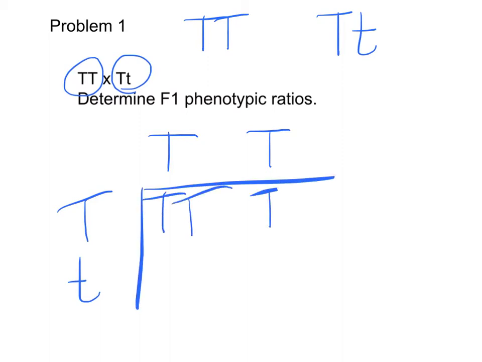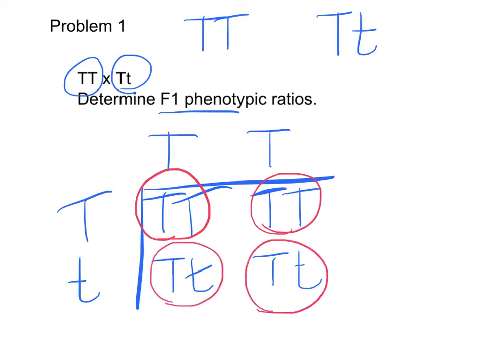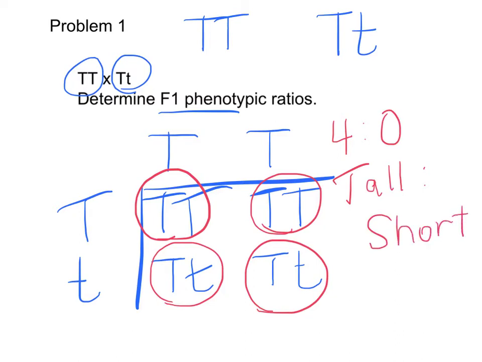We fill in our Punnett square with the appropriate alleles going down and across, and we end up with our F1 progeny. The question is asking what's the phenotype of the progeny. This individual, homozygous dominant, is going to be tall, and these individuals that are heterozygous are also going to be tall because they have one dominant allele. So the phenotypic ratio is 4:0, tall to short.